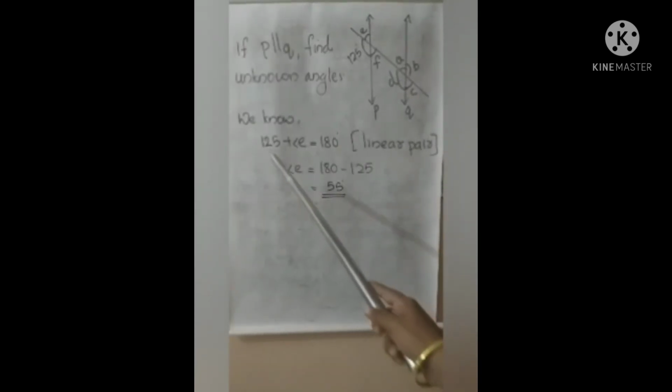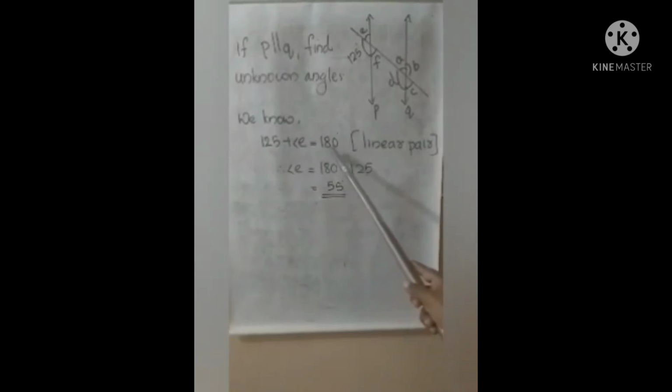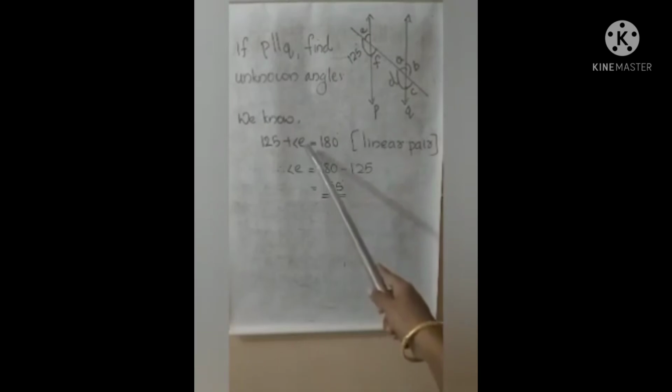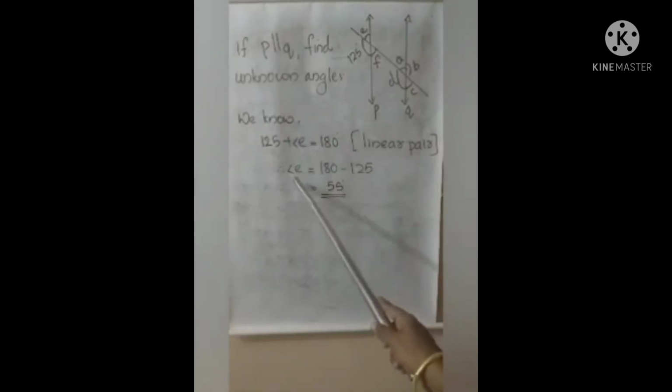So we have angle 125 plus angle E equal to 180 degrees. What is the reason? Linear pair. From this equation we find the value of angle E. Angle E is 180 minus 125, which is 55 degrees. So we got angle E: the value of angle E is 55 degrees.